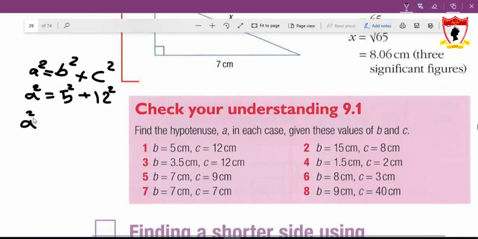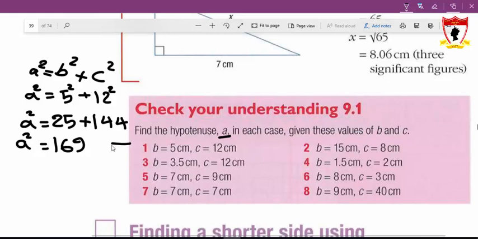Now a square is equal to 5 square, which is 25, plus 12 square, which is 144. If we add them together, we get 169. So a square is equal to 169. But what is missing is only a, it's not a square. So how can we remove this power 2? How can we get a alone, not a square? By taking the square root of 169, we will get a. Then a is equal to the square root of 169, which is 13.